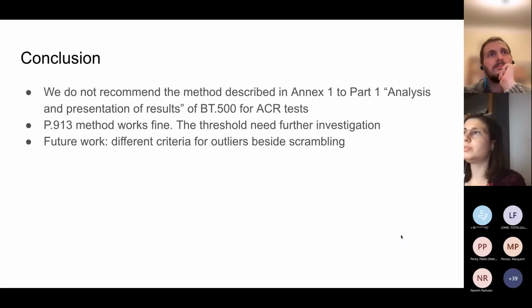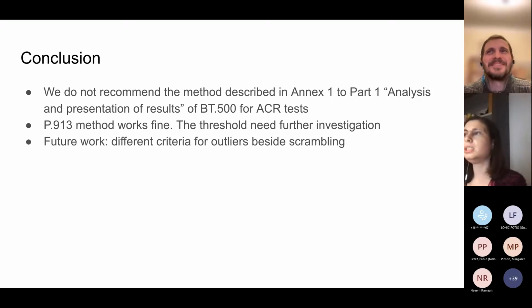So our conclusion for this is that we do not recommend the BT500 method for outlier detection, because we saw a lot of issues when performing outlier detection, and especially we noticed that it failed to detect some very obvious tampering of the data. And also, in some cases for which we would expect no outliers, actually all of the subjects were considered as outliers. And I'm not sure how I would react personally if I had a test and then all of my data was discarded as outliers and I had to run it again.